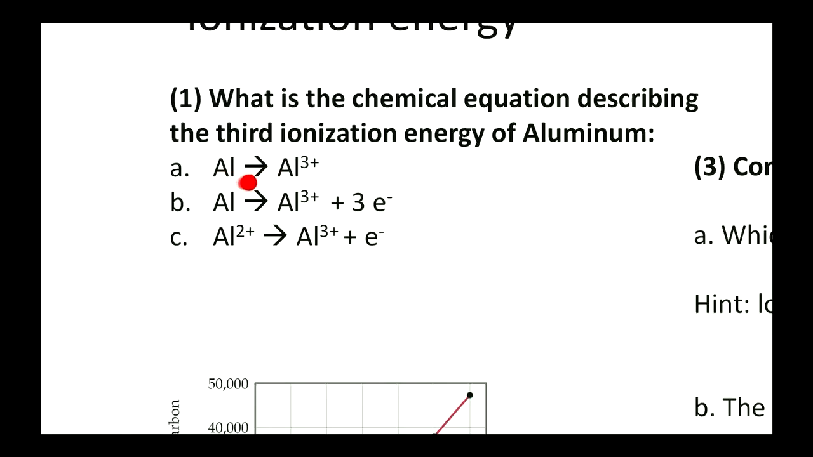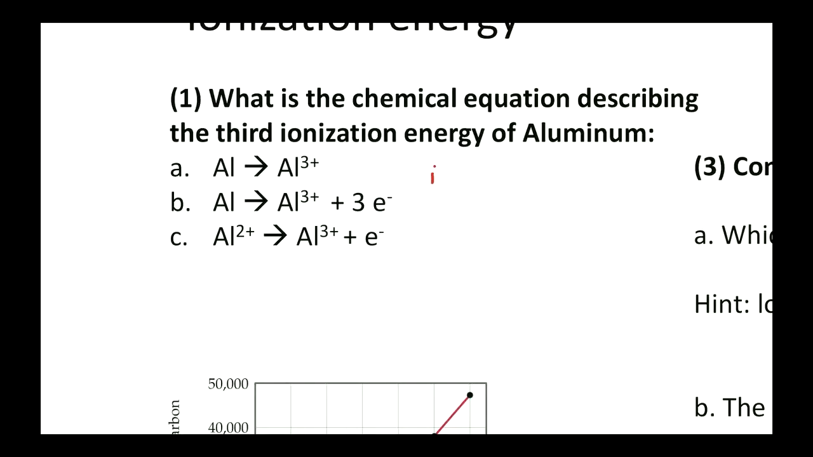See how the charges are not balanced? One side is neutral, the other one's not. So that could also be a mistake, but remember, it has to be balanced. B is neutral, but this is not the ionization energy. See how +3 and -3 make it neutral on both sides.